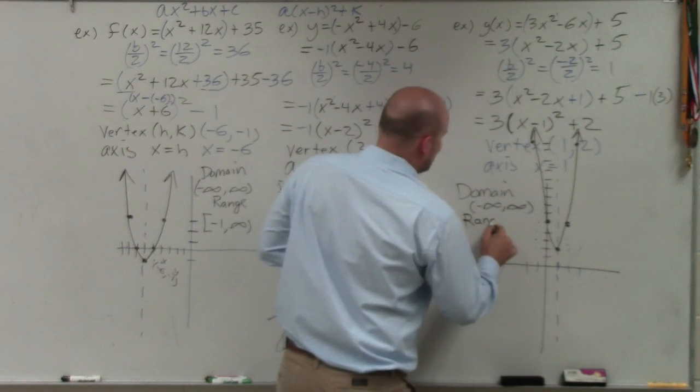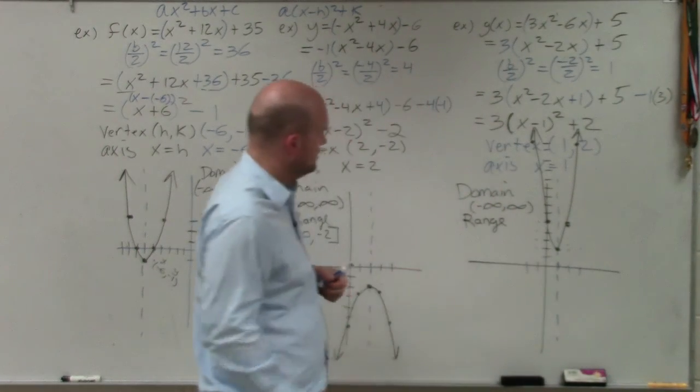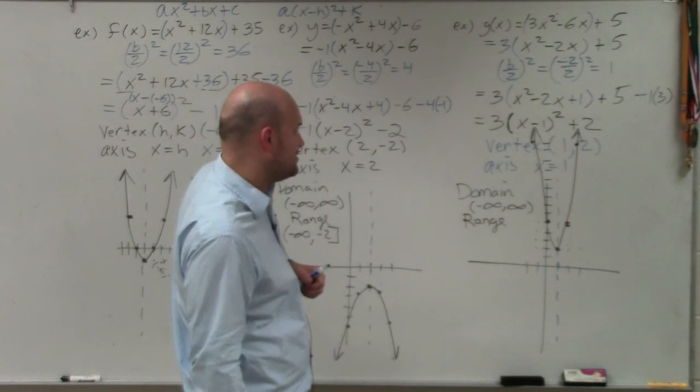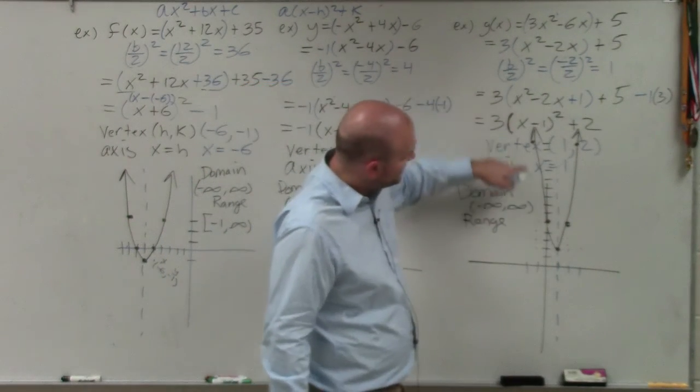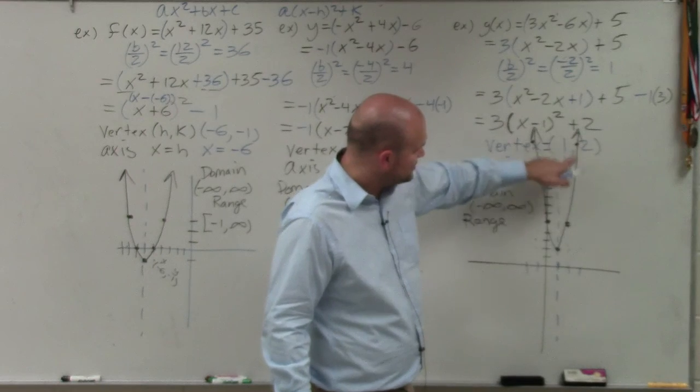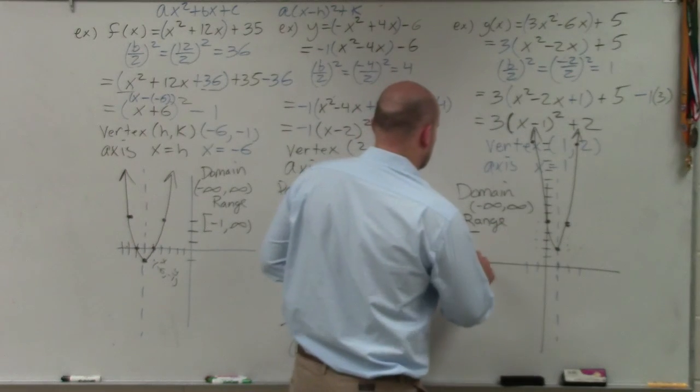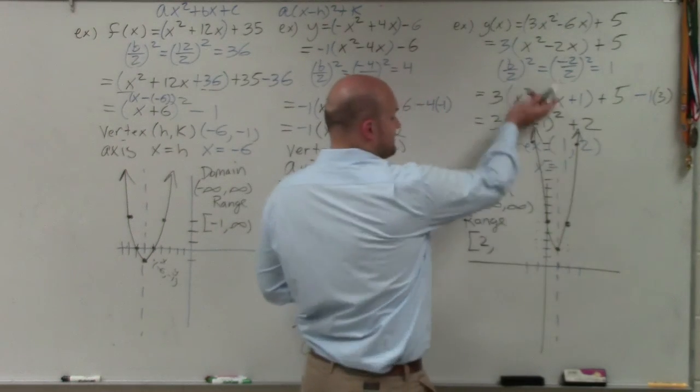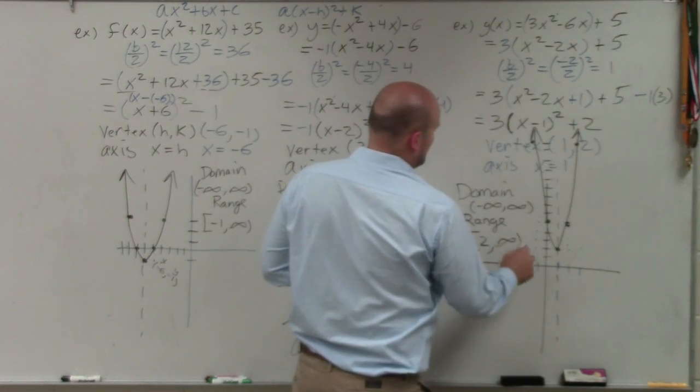And our range now is going to be, the lowest point is going to be the vertex, which is at a positive 2. And the highest value that the graph is going to go is infinity.